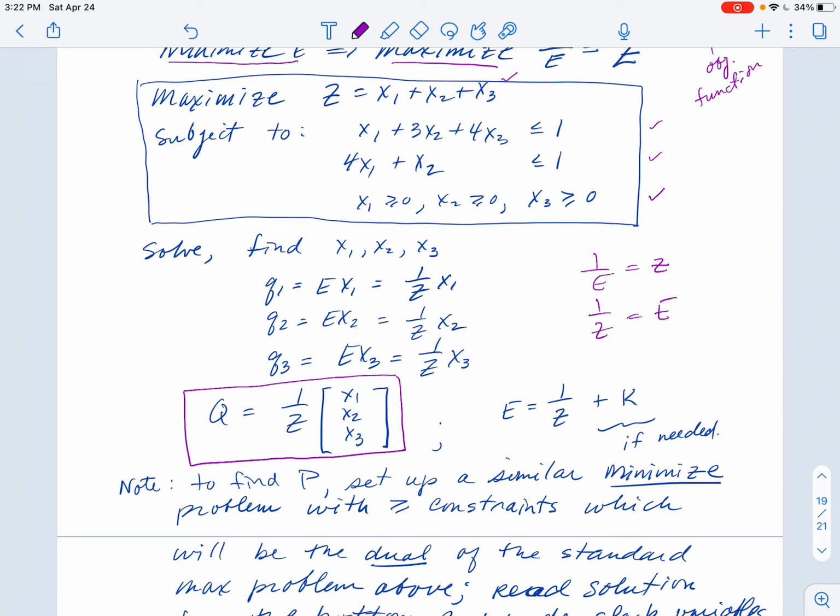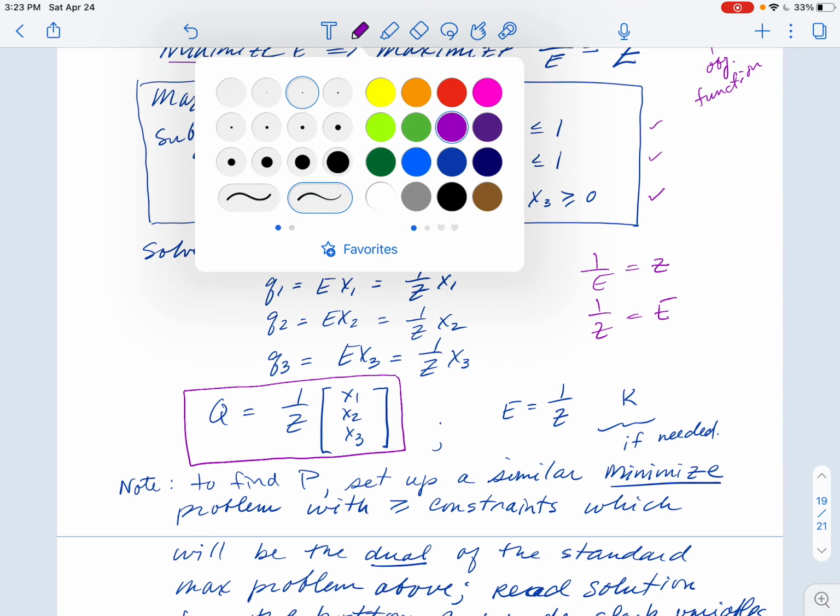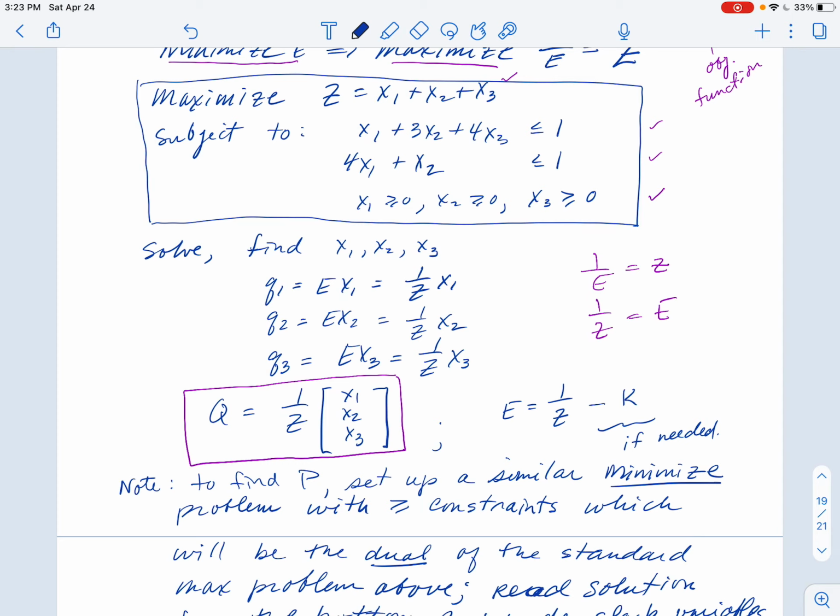And the e is 1 over z minus your k. You've got to add, or excuse me, not plus. Let's make that a minus. There we go. That's a little bit better. Minus your k if needed, right? If we added a k in the beginning to make all the elements in the matrix not negative, then we'd have to subtract that back off to get the correct e.